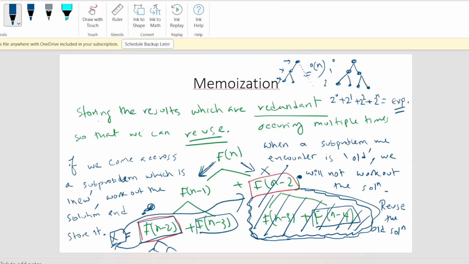Now look at the difference. Without memoization, it was 2 to the power n, and once I memoize the same problem, the time complexity of the same problem reduces to n, from exponential to linear. See how beautiful DP is.